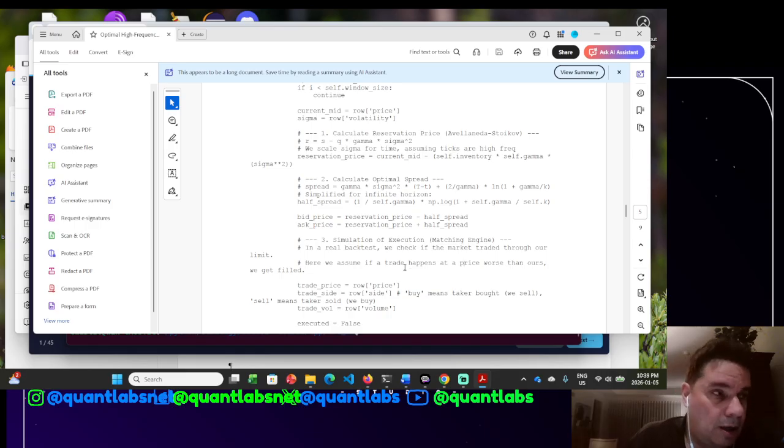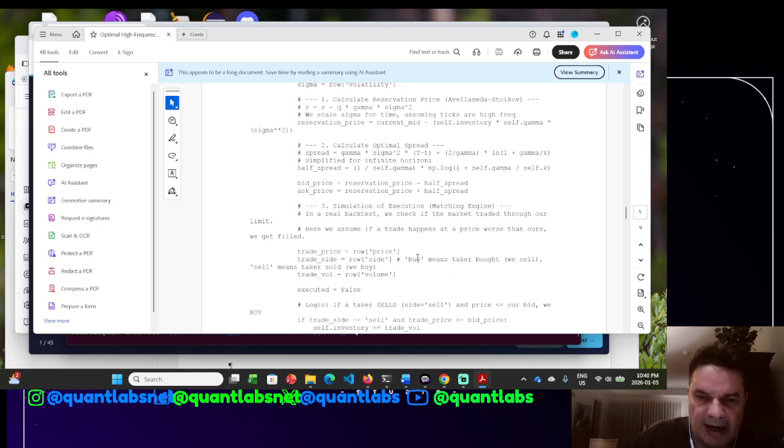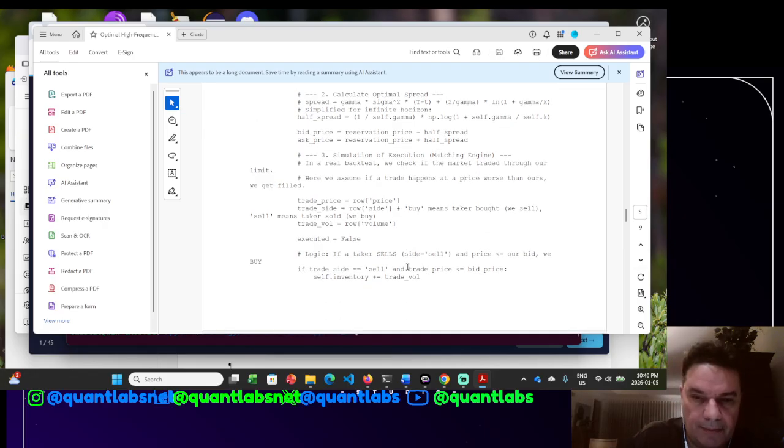This is the critical part when you look at the CME and Aurora with their matching engine from Globex that they bought. That is what the data center does. We have all these market participants put into one data center, and they're all participating with all their trade execution, getting prioritized by the price matching engine. So here we do a real back test to check if the market trades through our limit, and assume if a trade happens at a price worse than ours, we get filled. So that's kind of like the hopeful logic there.